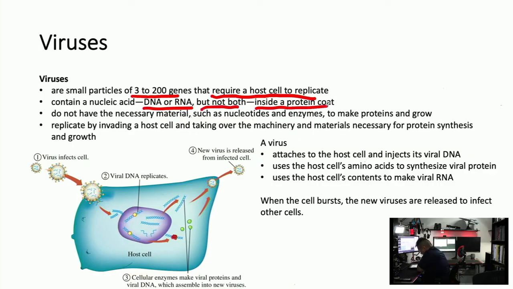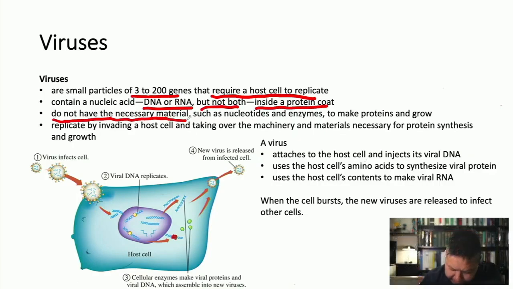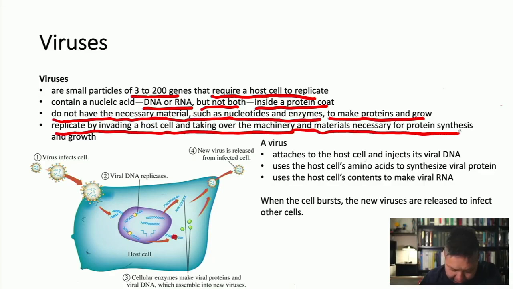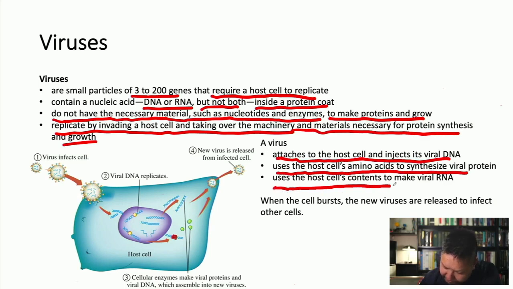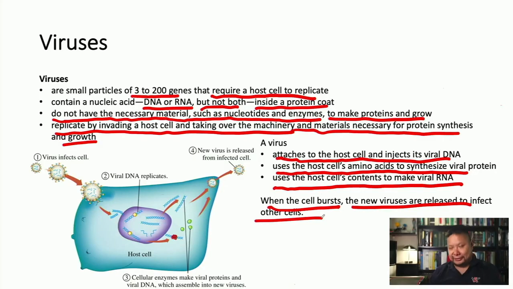inside the protein coat, and they do not have any materials such as nucleotides or enzymes to make proteins on their own. They have to replicate by invading a host cell and using its machinery and materials for protein synthesis to grow. The virus attaches to the host cell and injects its viral DNA, uses the host cell's amino acids to synthesize viral protein, and then uses the host cell's contents to make viral DNA. Then the cell bursts, and the new virus is released to infect other cells. Man, that's insidious, right?